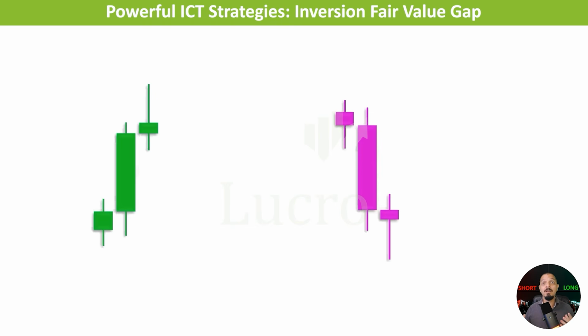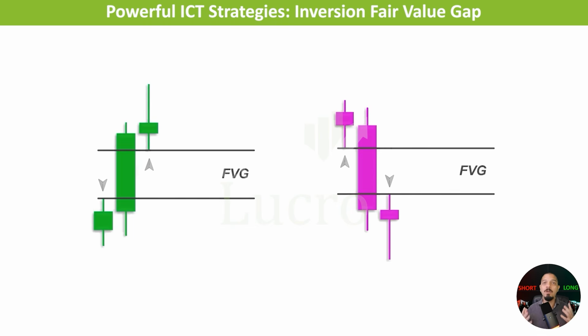Number 3, inversion fair value gap. For a quick reminder, a fair value gap, or FVG for short, is a 3-candlestick pattern where the first candle's low does not overlap with the third candle's high, or when the first candle's high does not overlap with the third candle's low. Now, what is an inversion FVG? An inversion is a failed fair value gap that gets disrespected by the market.